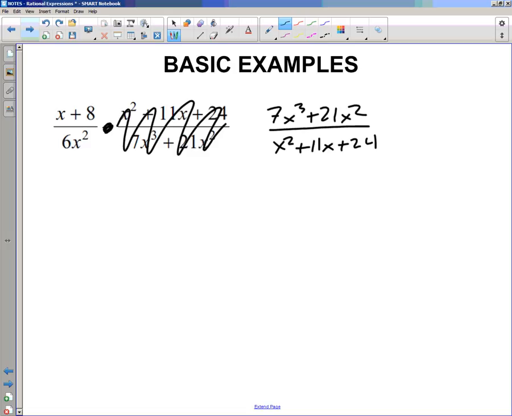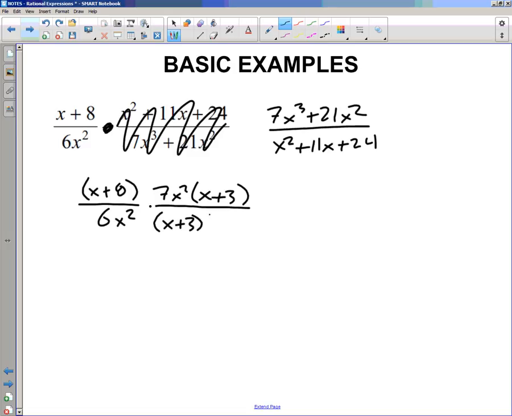Next thing we're going to want to do is factor the numerators and denominators completely. X plus 8 is factored as far as it can be, as is 6x squared. We can pull a 7x squared out on the top here. That's going to leave behind an x plus 3. And our denominator is going to factor into x plus 3 times x plus 8.